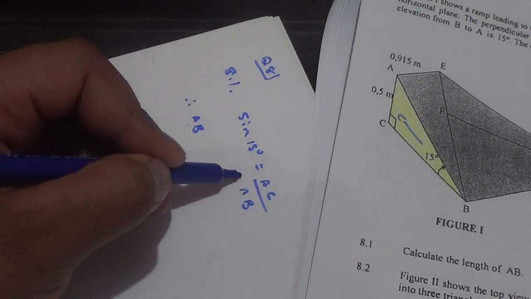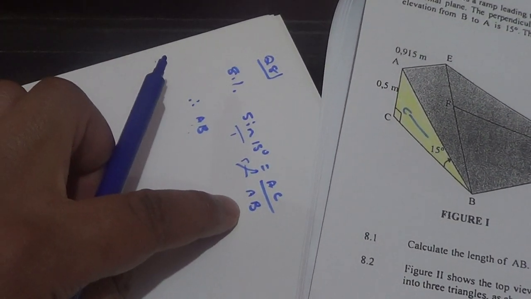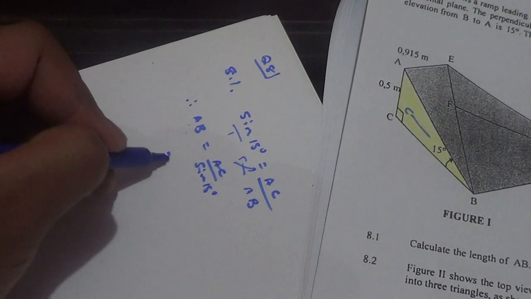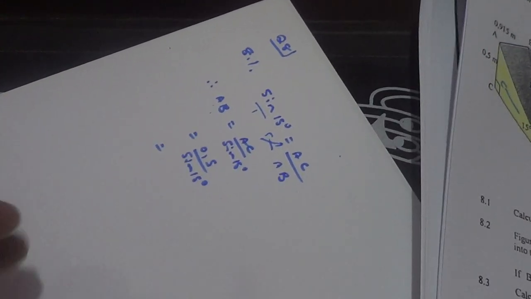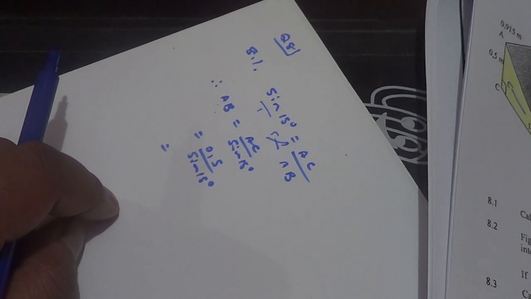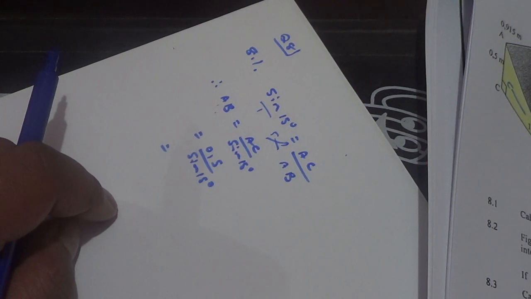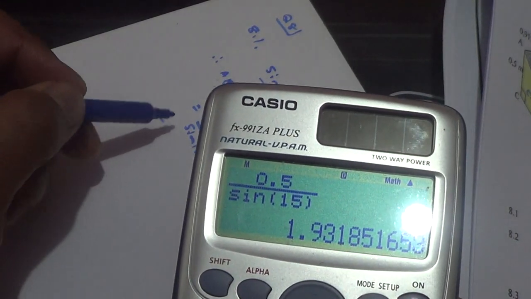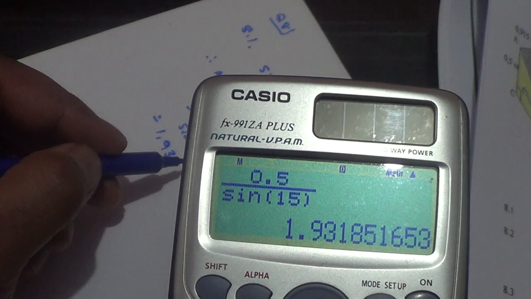Therefore, if you cross multiply and solve with AB as the subject of the formula, AB is going to be equal to AC over sine of 15 degrees, which is 0.5 divided by sine of 15 degrees. Then you solve. All right, so what I get, rounded off to at most two decimal places, is 1.93 units. Is it units or meters? Meters.